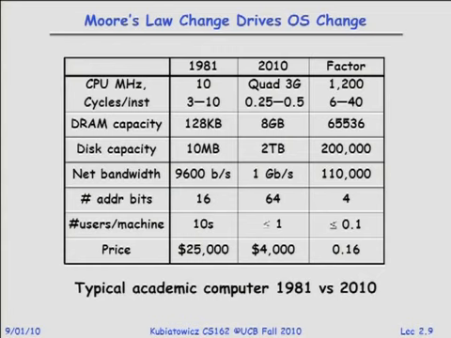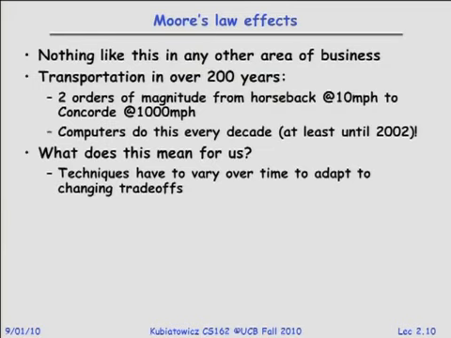Imagine that you had a car that had improved as much over that time as computers had. You would actually be running into speed of light problems, probably. Except in the Bay Area, where you'd be sitting all the time anyway. So what does this mean for us? It means that techniques have to vary over time.